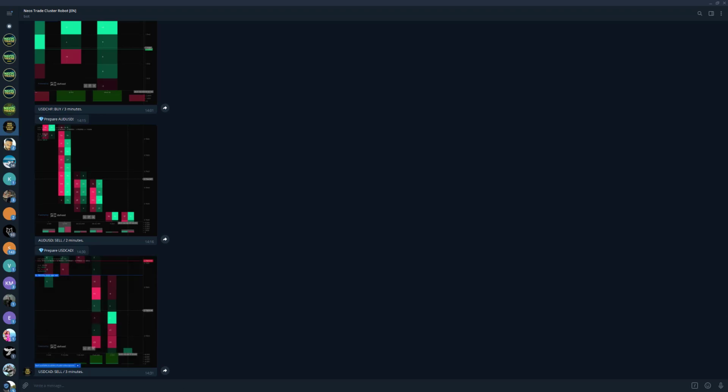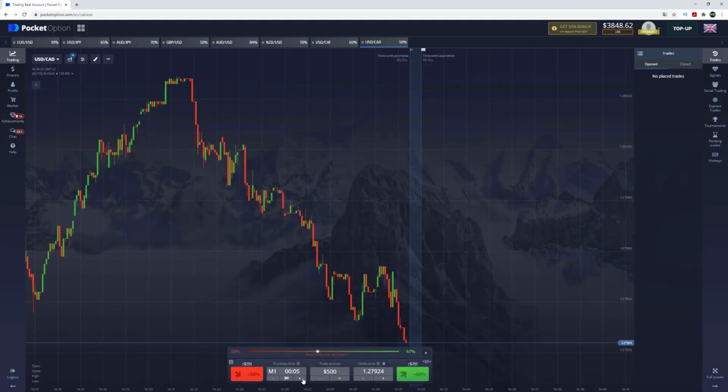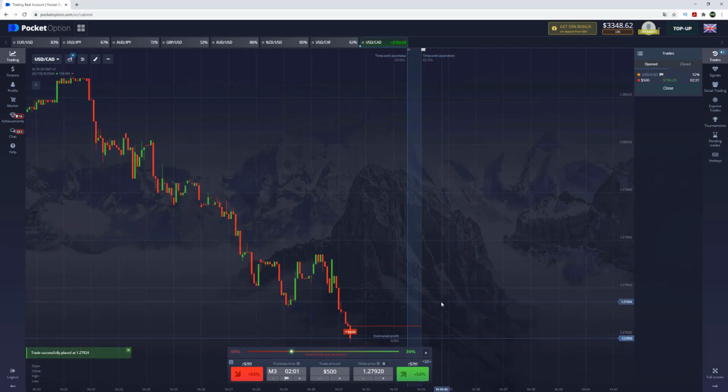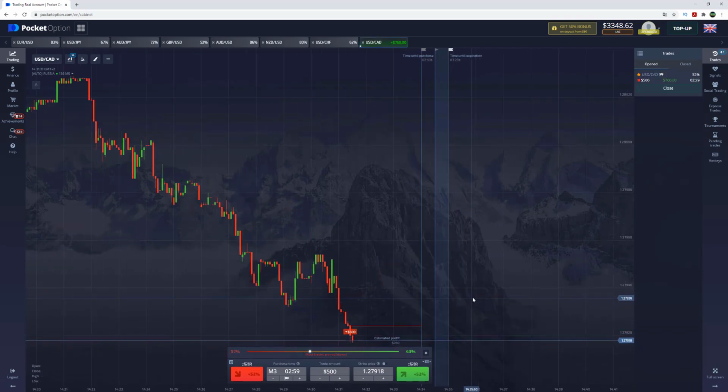We're going to continue to work with our trading robot, and we got the first signal: United States dollar, Canadian dollar, sell for 3 minutes. So guys, let's open the deal for $500, and let's wait for the result of our deal.